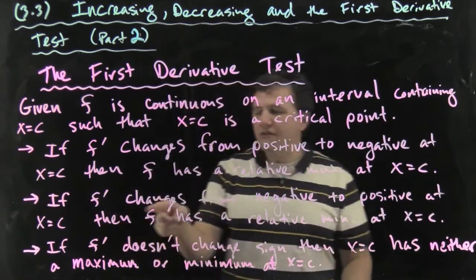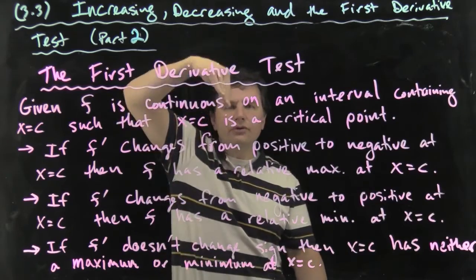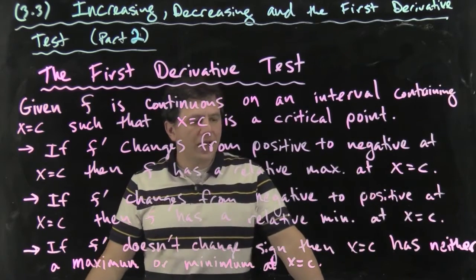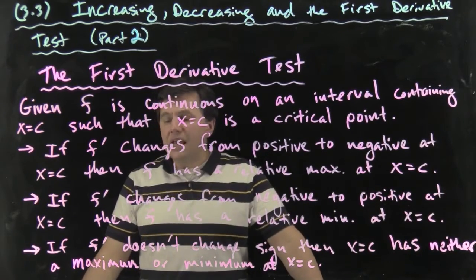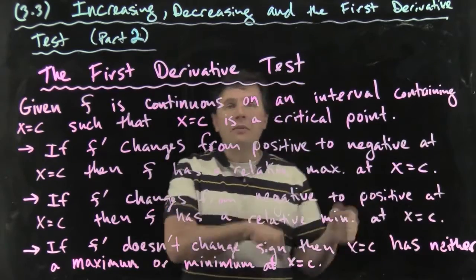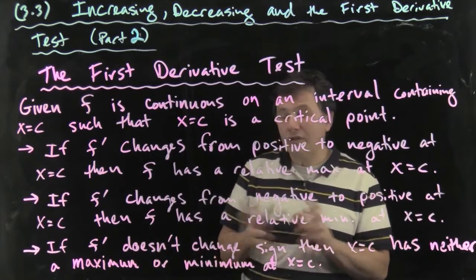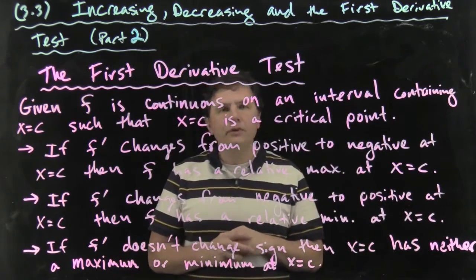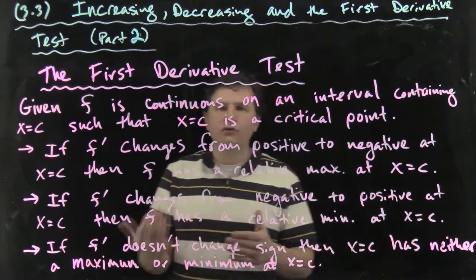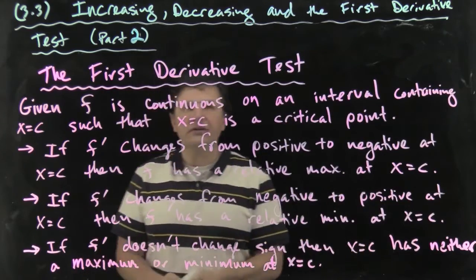And then conversely, if f prime changes from negative to positive at x equals c, so if our derivative is negative, f is decreasing, to positive, f is increasing, then what we have is a relative minimum at x equals c. If we do not see a sign change at our critical point, the derivative goes positive to positive or negative to negative, then we have neither a max or a min, relative or otherwise. Okay, so let's do a couple examples of how we're going to use this. What you're going to see is the way we analyze this for the first derivative test is going to be very much in line with what we saw in the first part of this section. Okay, so let's take a look at some examples.